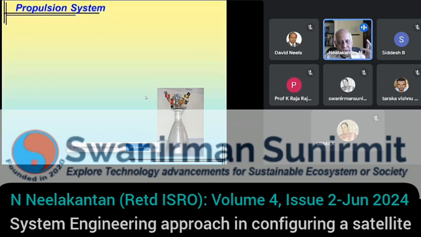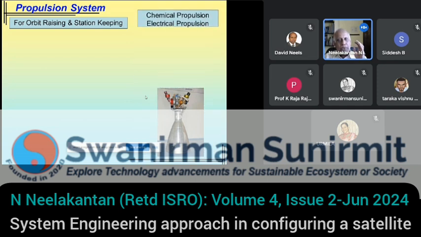Now the propulsion system is required for raising the satellites from Earth to the required orbit, and once it reaches the orbital slot, it has to maintain its station keeping and given attitude. So station keeping is an important aspect which is maintained by the propulsion system.